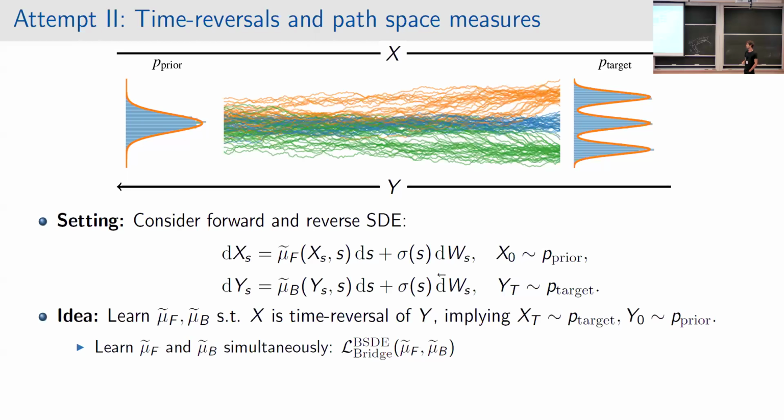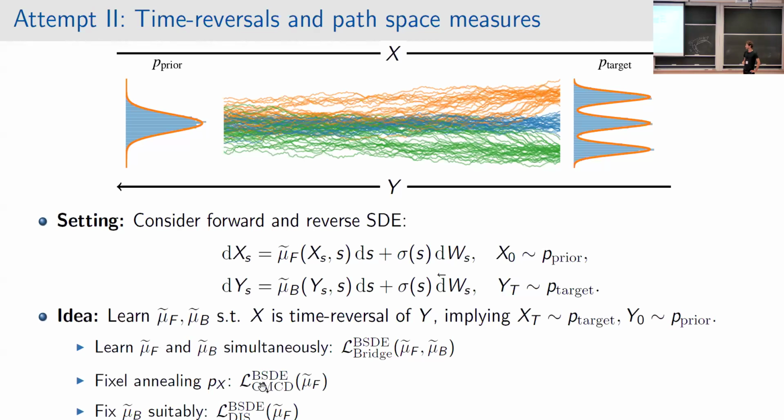Here I have also a couple of choices. So either I can learn these 2 drift functions or controls, if you want, simultaneously, which yields a loss that we called L bridge. I can fix an annealing, which corresponds to a loss that was introduced a couple of months ago called CMCD. Or I can fix basically the backward drift suitably, which again corresponds to score-based generative modeling, where basically the backward process is not learned but fixed in a clever way.